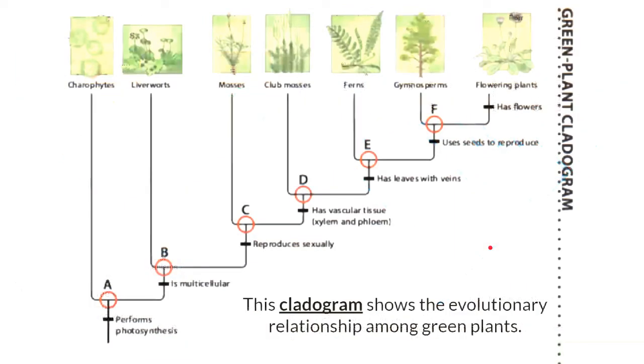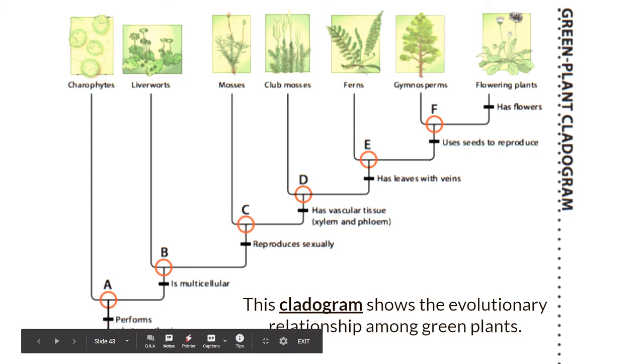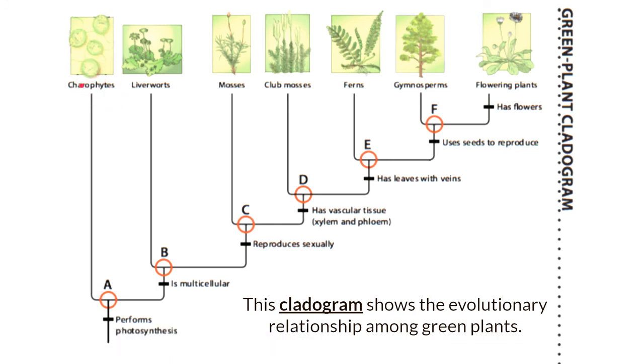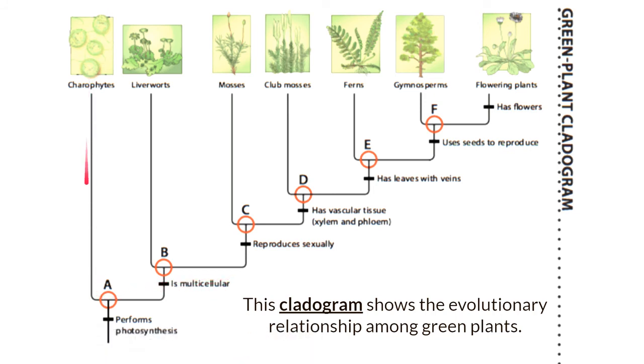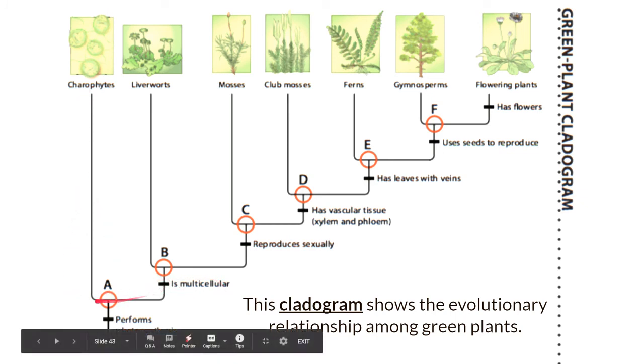So let's take a look at this cladogram of green plants. All these types of plants shared a common ancestor that's capable of photosynthesis. So this is their last common ancestor, all of these organisms. However, charophytes, these are unicellular microscopic organisms that are capable of photosynthesis, evolved separately from the rest of the group because all of these groups have a common ancestor that is multicellular. So it means that this group is not multicellular. So they are shown here to diverge from each other.